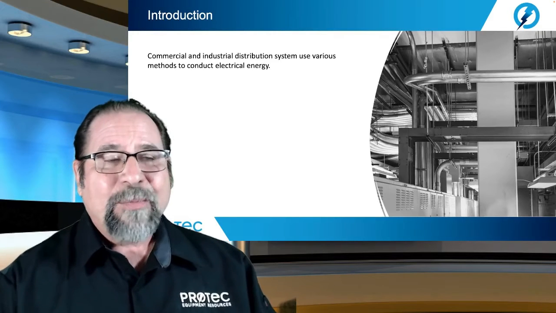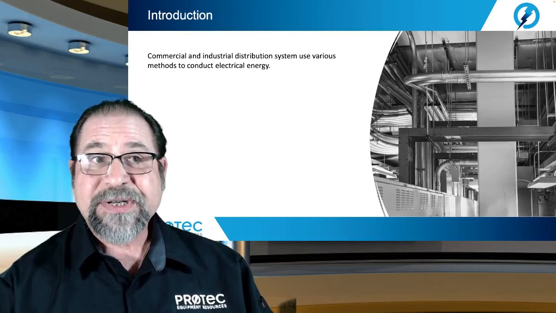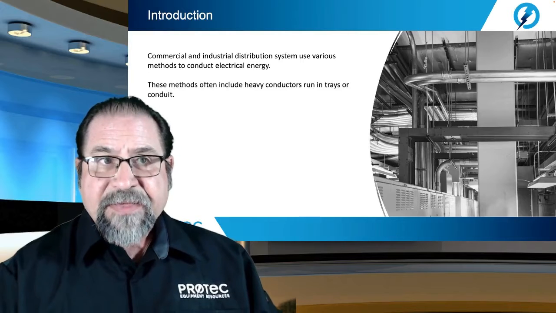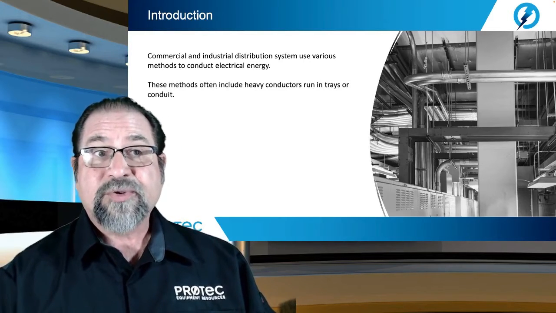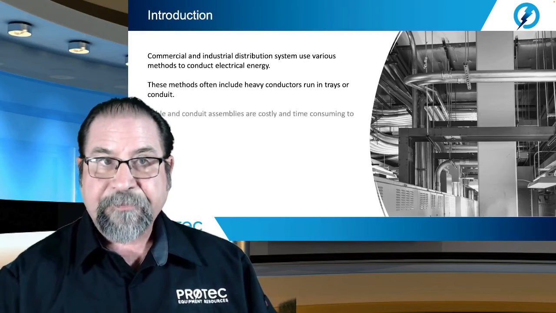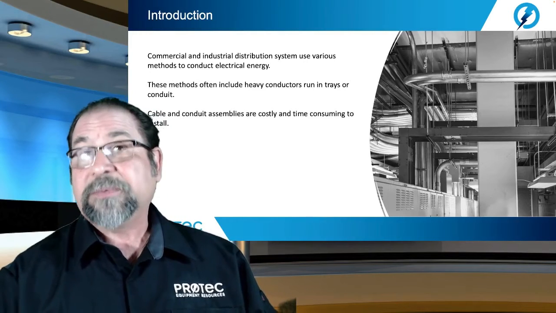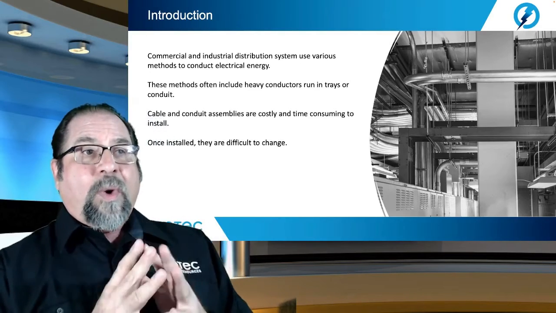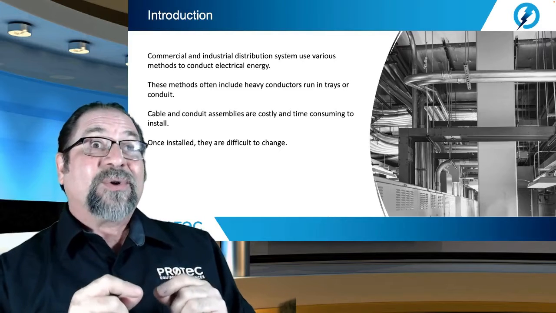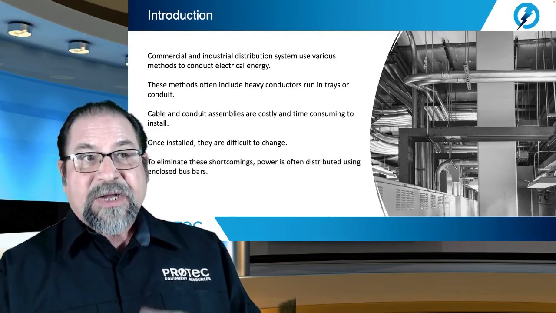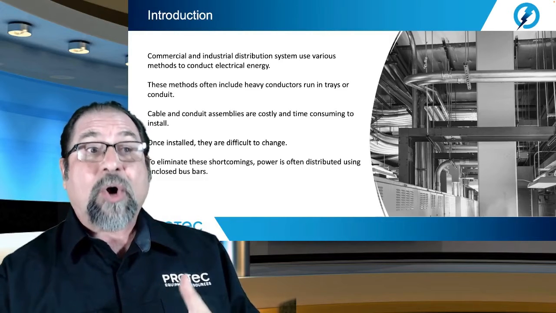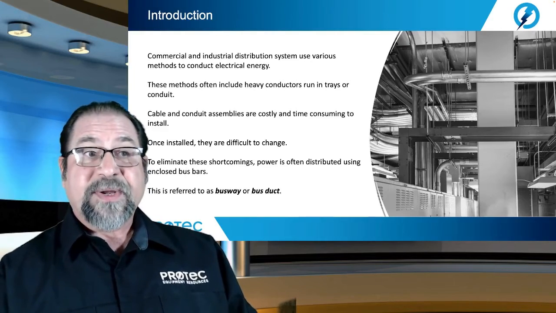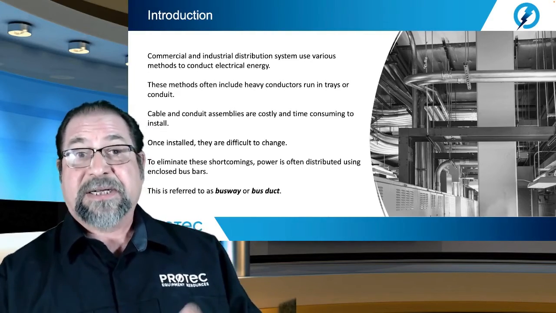Now, commercial and industrial distribution systems use various methods to conduct electrical energy. These methods often include heavy conductors run in trays or in conduit. And cables and conduit assemblies are costly and time-consuming to install. Once installed, they are also very difficult to change out. To eliminate these shortcomings, power is often distributed using enclosed bus bars. Now, this is referred to as a busway or bus duct.